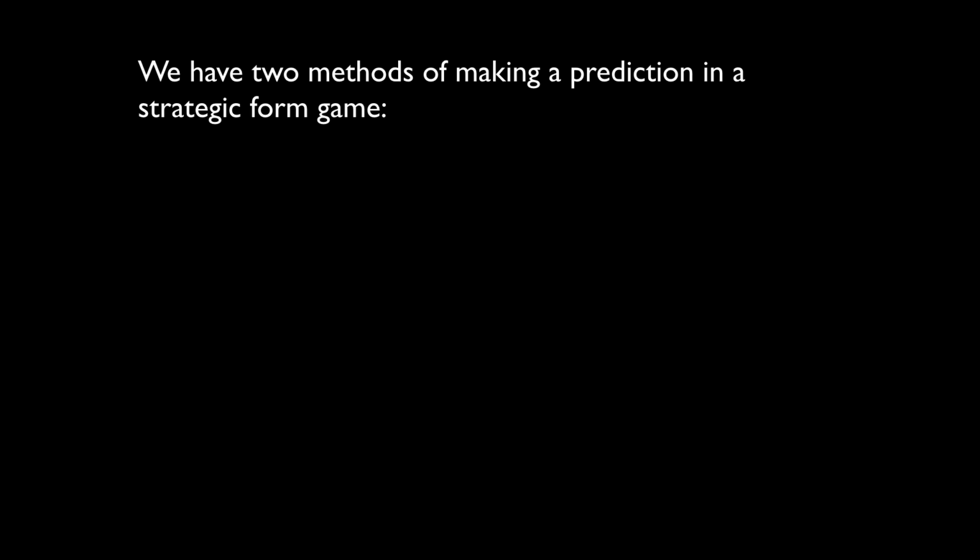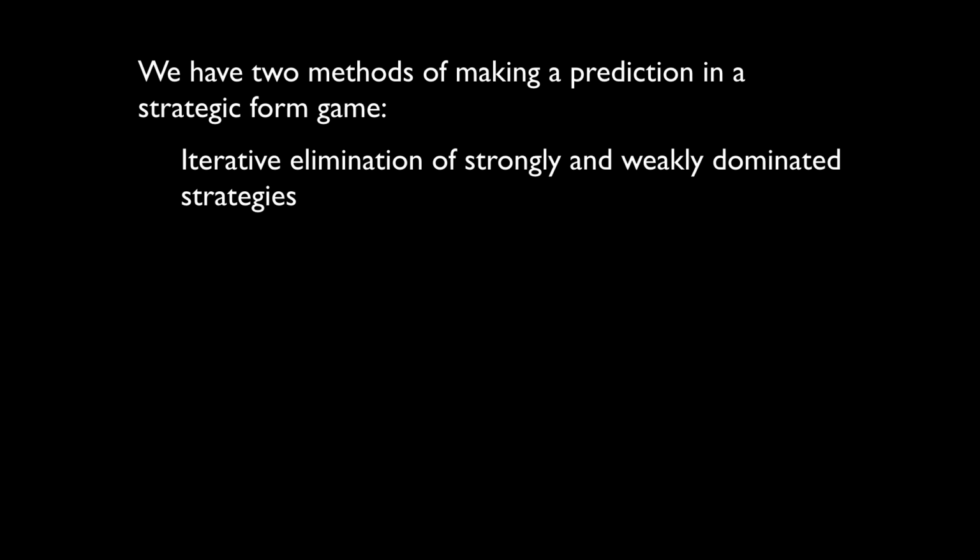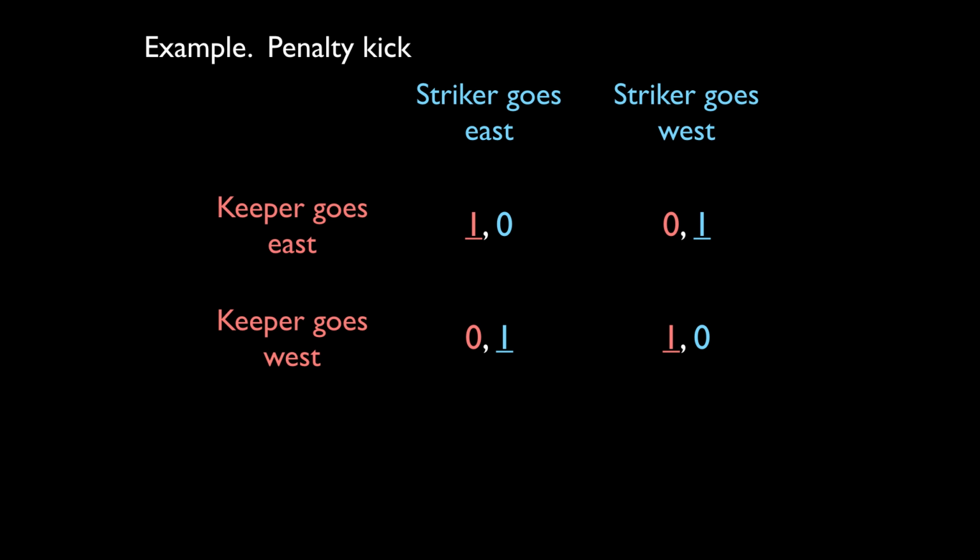Oh yeah, iterative elimination of dominating strategies. What's the second way? Nash equilibrium. Okay. Are we done? We talked about this briefly at the end of last class. No. Why? Because we have this game here.